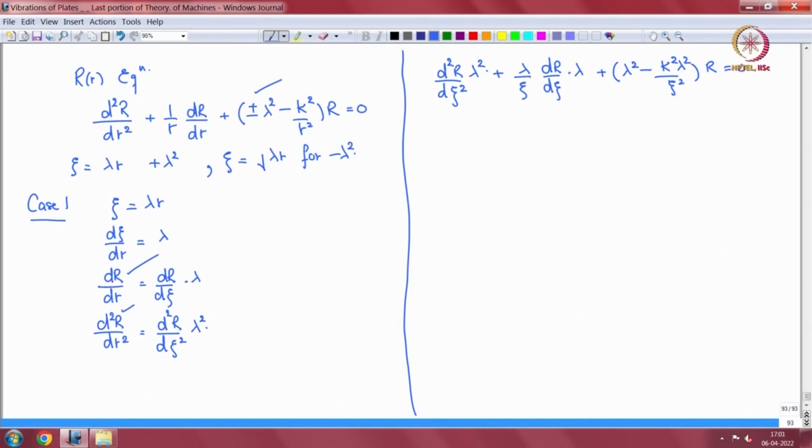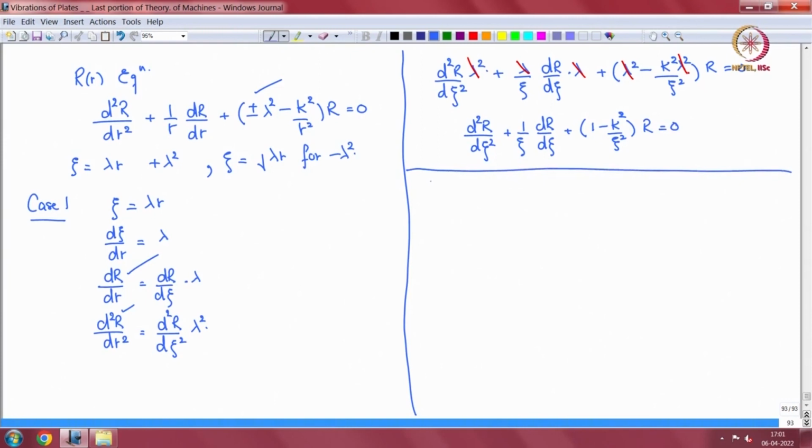So you can see that lambda square features everywhere. So lambda square goes from here and from here, so that I get d2R by d xi square plus 1 by xi dR by d xi plus 1 minus k square by xi square into R equal to 0. That is case 1.